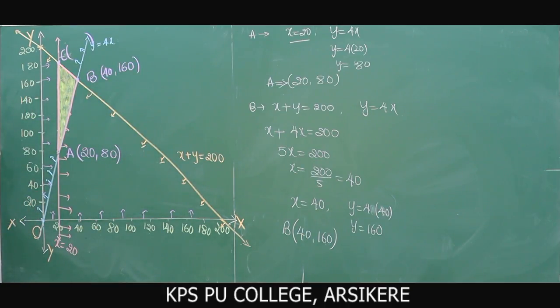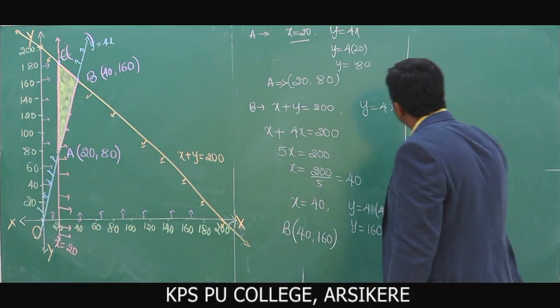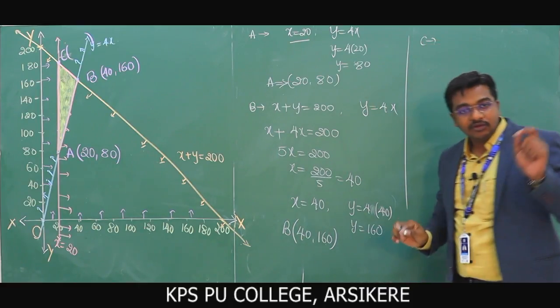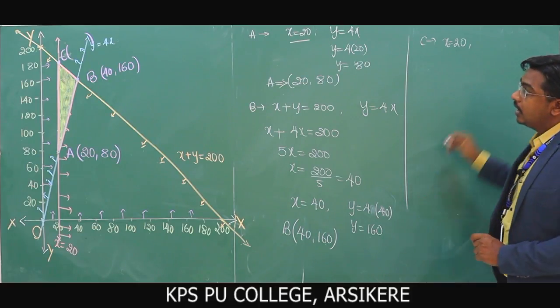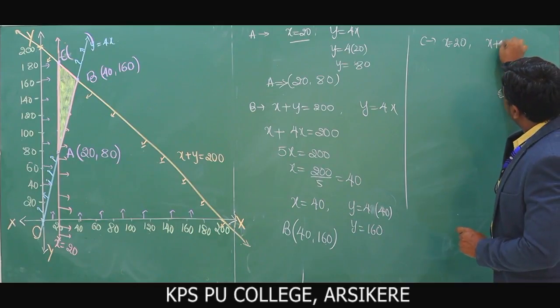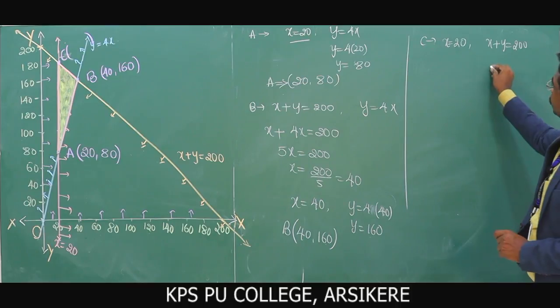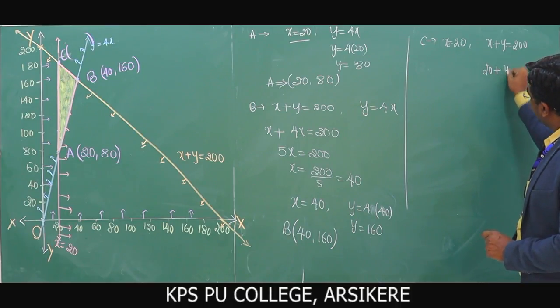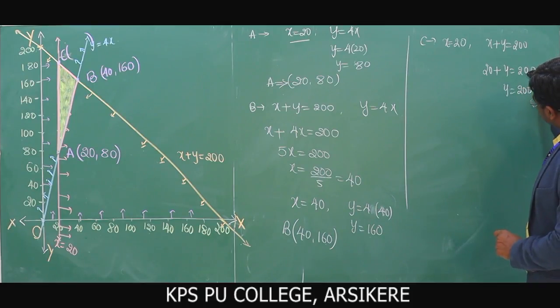What is next here? Next is important, point C. So how to find the point C? This also we solve using the equations. To find the point C, we have to solve the equation x is equal to 20 and another one, x plus y is equal to what? 200, right? X plus y is equal to 200. Substitute x is equal to 20 here. 20 plus y is equal to 200. Y is equal to 200 minus 20. That becomes y is equal to 180.